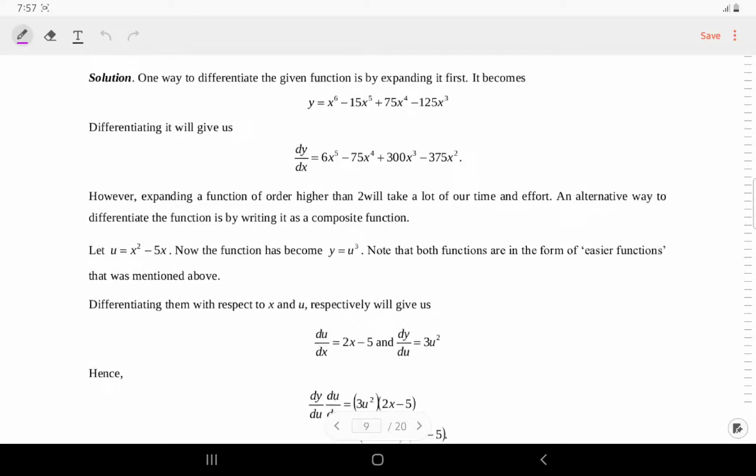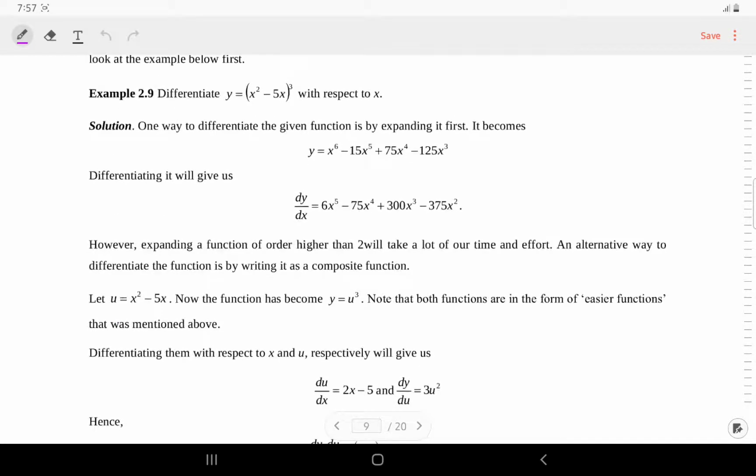So how to conduct chain rule? From this original function, we need to assume our u. Choose any u. Actually u is the simplest form. To choose your assumption u, you need to choose the simplest form.